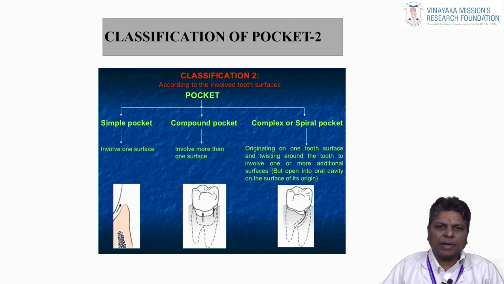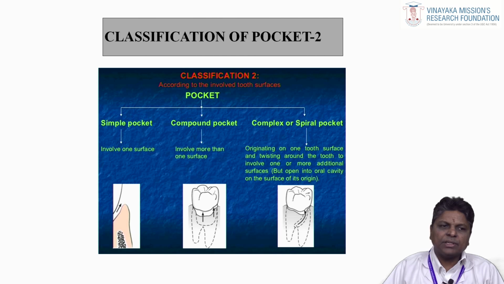Then the complex or spiral pocket. What does complex or spiral pocket mean? They have interconnection between them, because the bone between the two roots or around the root suffers more damage. So what happens is they have communication between each and every part. They originate from one surface and end on another surface. They are also compound pockets only, but they have interconnection. So this is the thing you have to know.